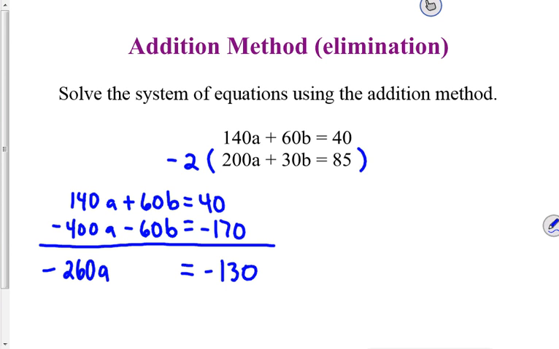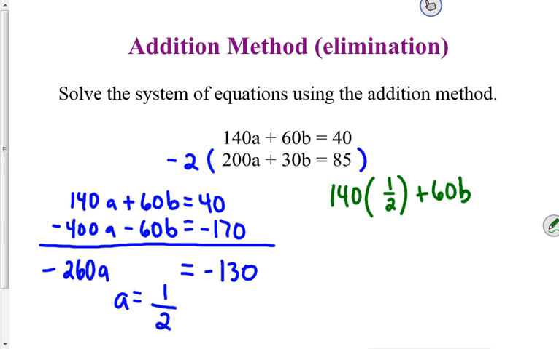Now I have a very simple equation that I can solve for a. I'm going to divide both sides by -260, and I get 1/2 for a. Now that I have a value for a, I'm going to plug it back into either one of the two original equations to find the b. So I'm going to use my top equation. I have 140 times my a plus 60b equals 40.